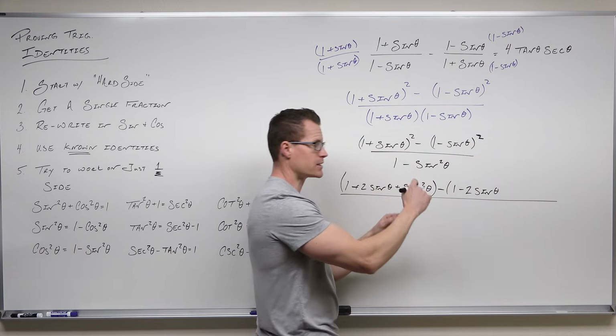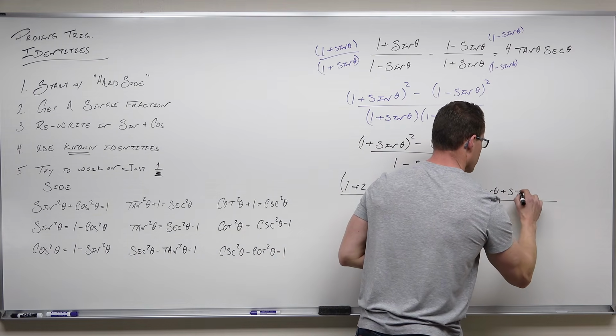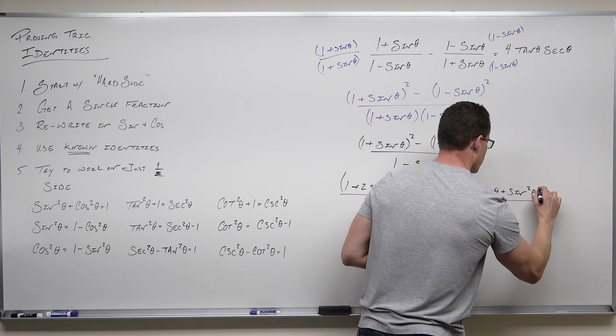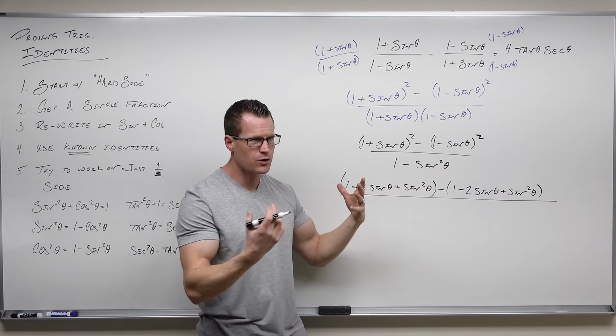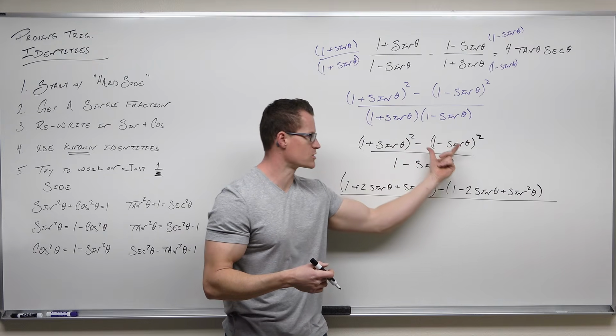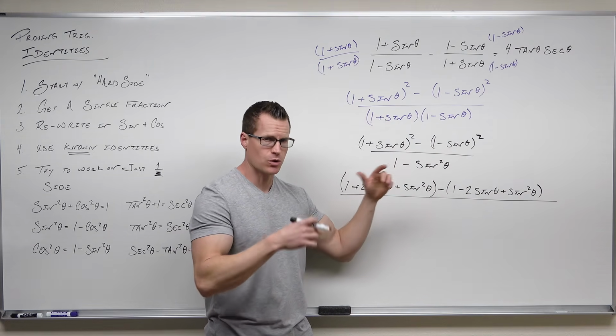And then plus sine squared theta. You're going to see right now why it's so important to have this parentheses. Hopefully you're with me. Hopefully you're understanding the distribution here. I did see an identity. We're going to use that right now.